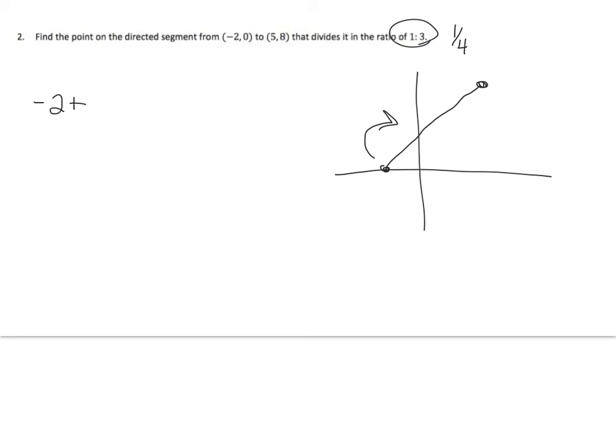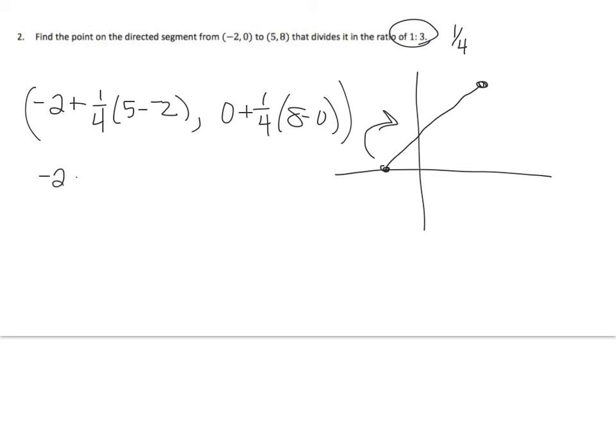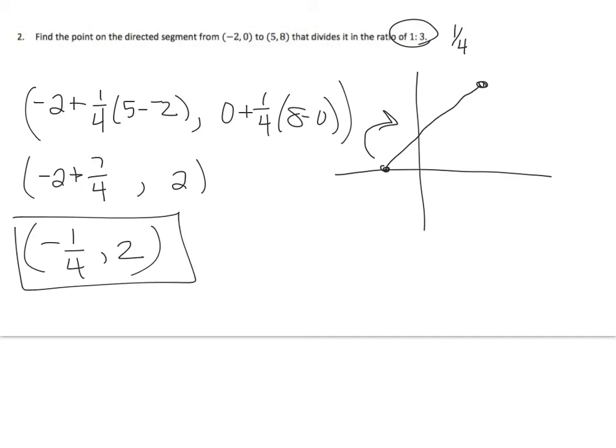So I'm going to do -2 plus 1/4 of 5 minus the -2. That's my x value. And then 0 plus, that should not be 1/2, sorry about that, 1/4 of 8 minus 0. So that's my x value and my y value. This x value, I've got -2 plus 7 fourths. And my y value is easy. That'd be a 2. Still simplifying, -1/4, comma 2. And then you can eyeball check it. I'm going to go -1/4 up to, yeah, pretty good.